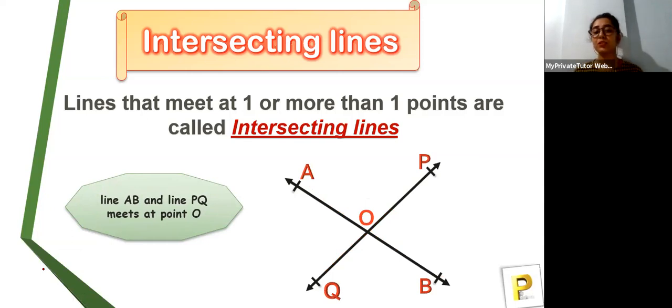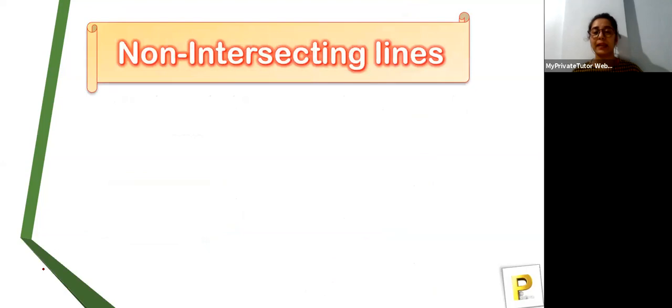Lines which meet at some point are called intersecting lines. You can see that AB and PQ are meeting at O, so they are called intersecting lines. Next we have non-intersecting lines. Intersecting means they are meeting, so can you guess what non-intersecting lines can be? They will not intersect, right? Let's see what that is.